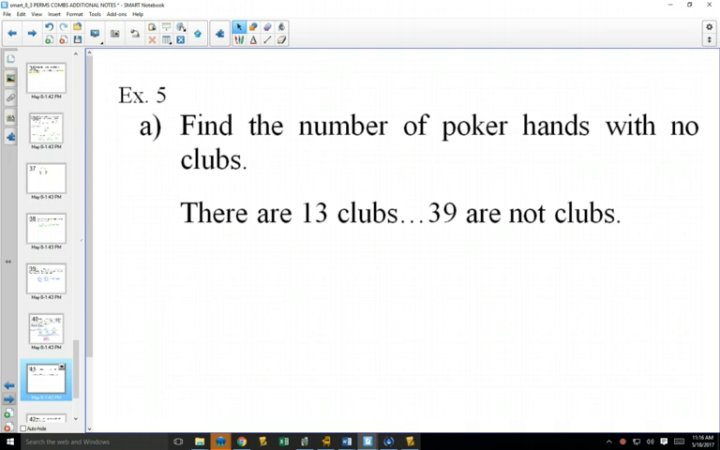Or the easier way to make sure that you don't get a club is to take your deck of cards, go through and go, oh, here's a club, take it out, take it out, take it out, and take out all 13 clubs. How many cards would you be left with then? 39. And then if you did 39 choose 5, each of those groups of 5, would they have any clubs? No. Would you have counted all of them? Yes.